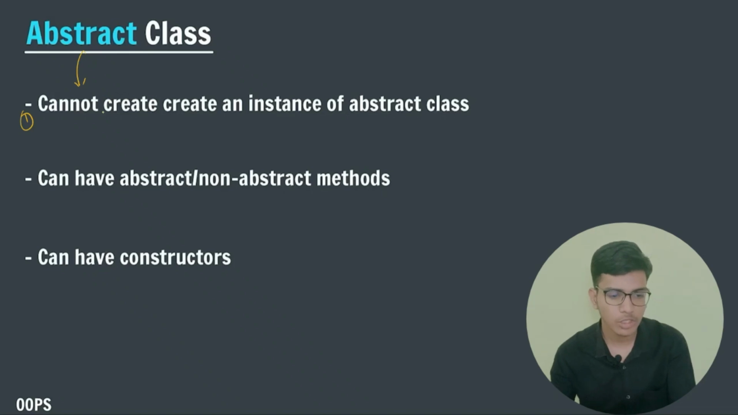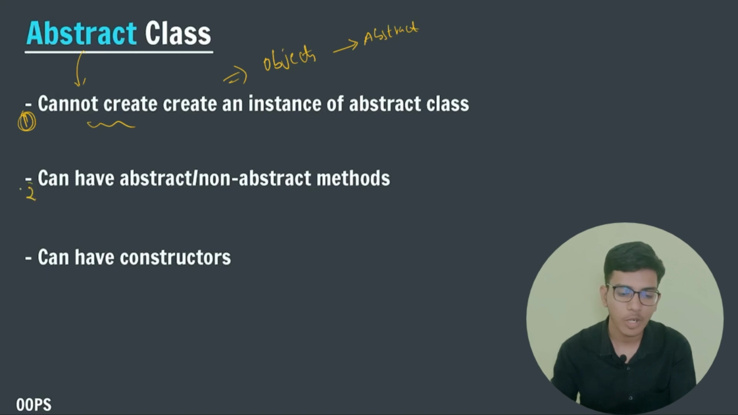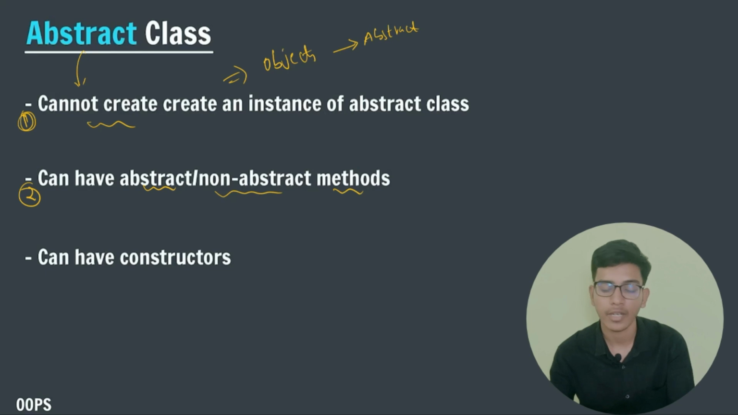So let us talk about the properties of an abstract class. The first one is that we can't create an instance of an abstract class. It means that we can't create objects of an abstract class. The second property is that it can have abstract and non-abstract methods also.